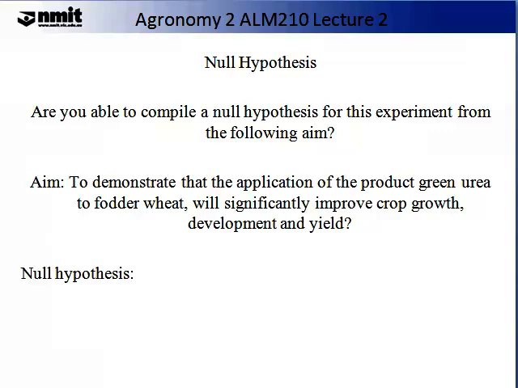Once you have a problem and a potential solution that you'd like to test, the next stage is to compile an aim. We may compile the following aim for our particular situation: to demonstrate that the application of the product green urea to fodder wheat will significantly improve crop growth, development and yield.